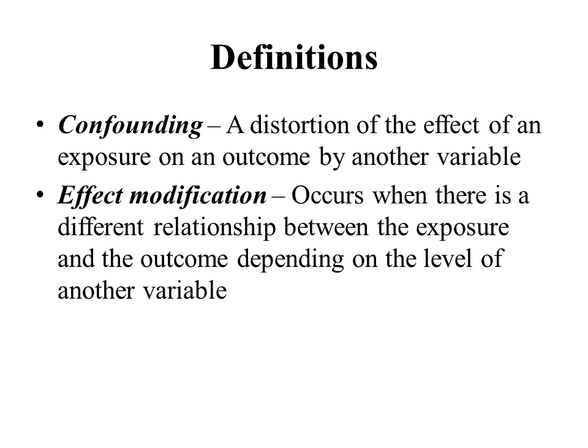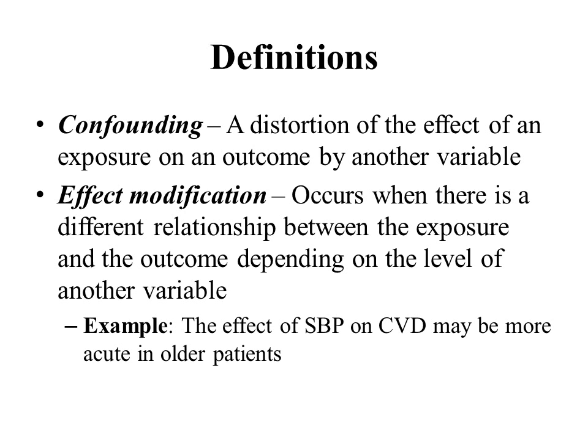A similar concept is effect modification, and this occurs when there is a different relationship between the exposure and the outcome depending on the level of another variable. So again, there's another variable involved, and maybe the level of that variable affects the outcome depending on that exposure. As an example, the effect of systolic blood pressure on cardiovascular disease may be more acute in older patients. So we've got an outcome, cardiovascular disease, an exposure, systolic blood pressure, but there's another variable involved, age, and we may suspect that the level of age has an effect on the effect of systolic blood pressure. So that's an example of what we'd call effect modification.